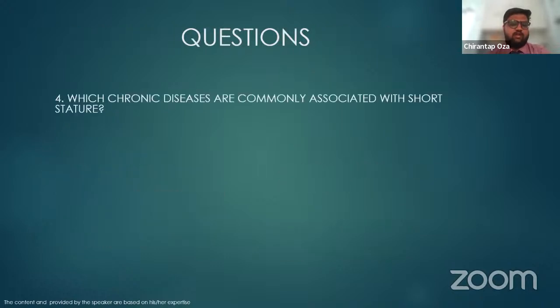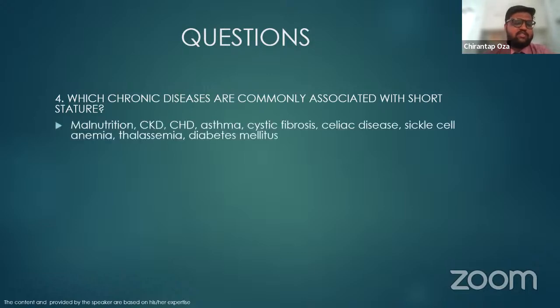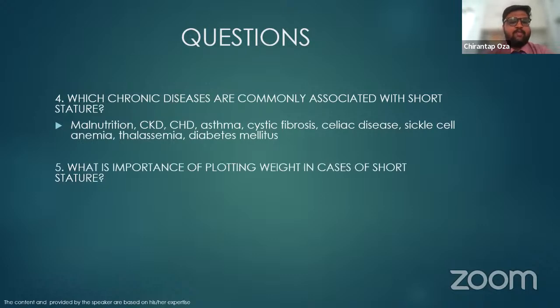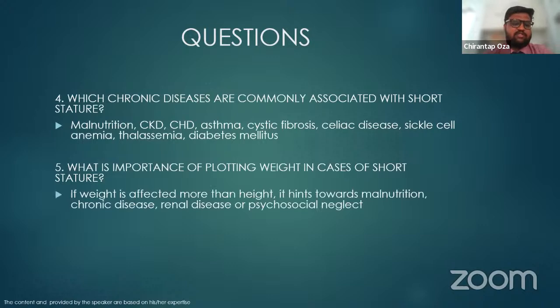So in the history, we had mentioned that there is no history of any chronic illness that required long-term therapy. So which chronic diseases are associated with short stature? It includes malnutrition, chronic kidney disease, congenital heart disease, asthma, cystic fibrosis, celiac disease, sickle cell anemia, thalassemia, and diabetes mellitus.